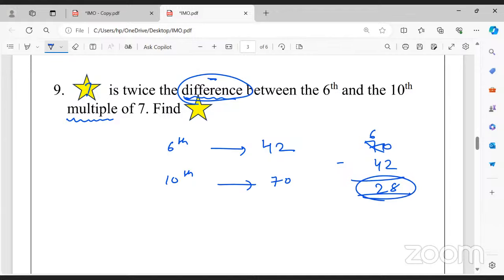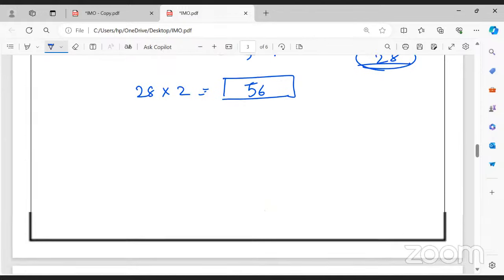Now, this 28 is not my final answer, students. It's written that the value of this star is twice the difference. Twice means multiply by 2. So, 28 into 2 is how much? That's your answer. 28 into 2 is 56. Very good.